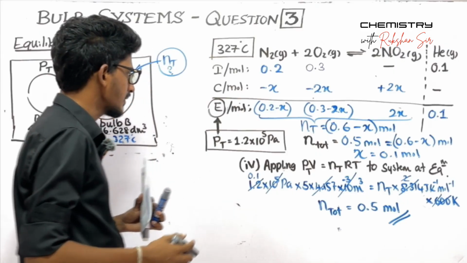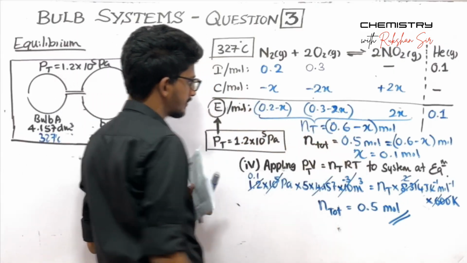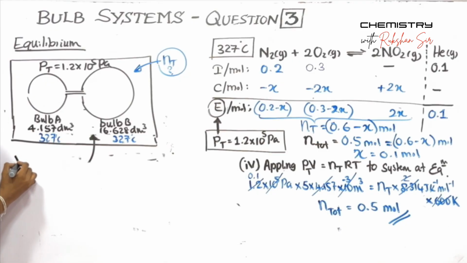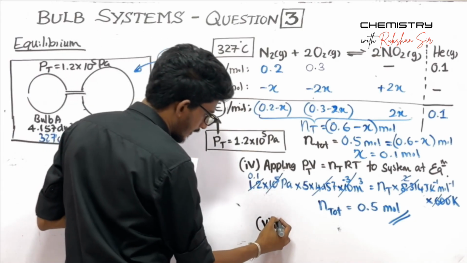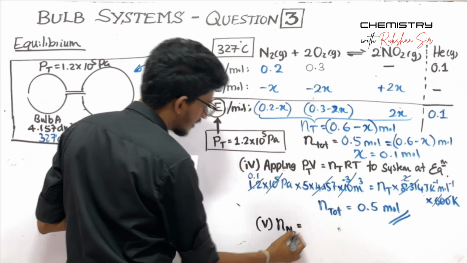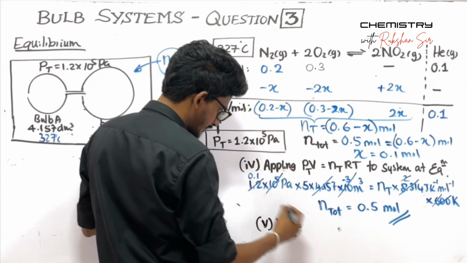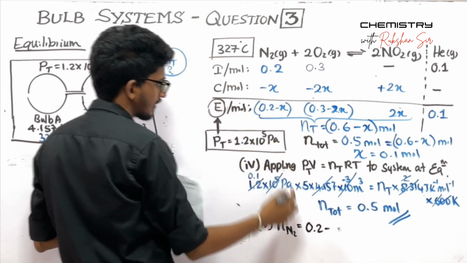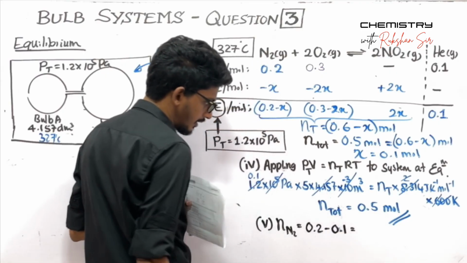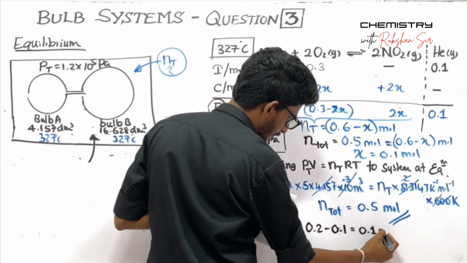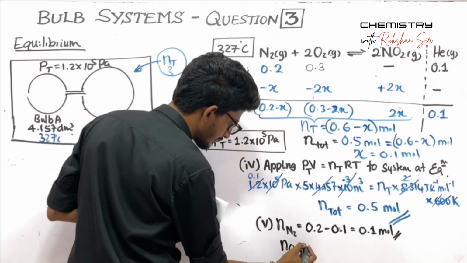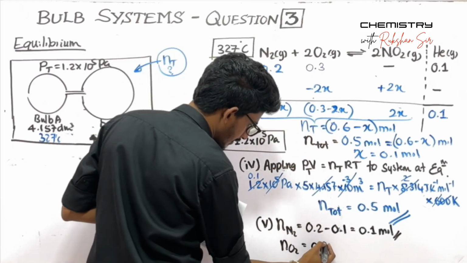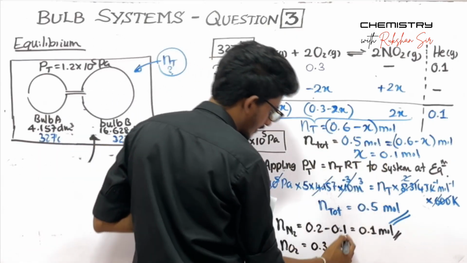So now we can copy the values at the equilibrium, right? So this is Roman number 5. So I put the values there. So we have some space now. Number of moles of N2 at the equilibrium is just 0.2 minus x, it is 0.1. So it is going to be just 0.1 moles. Number of moles of O2 gas at the equilibrium, 0.3 minus 2x. 0.3 minus 2x means 2 into 0.1 is 0.2.